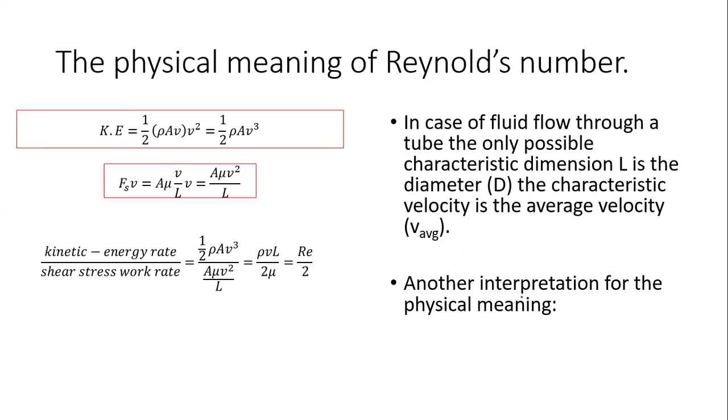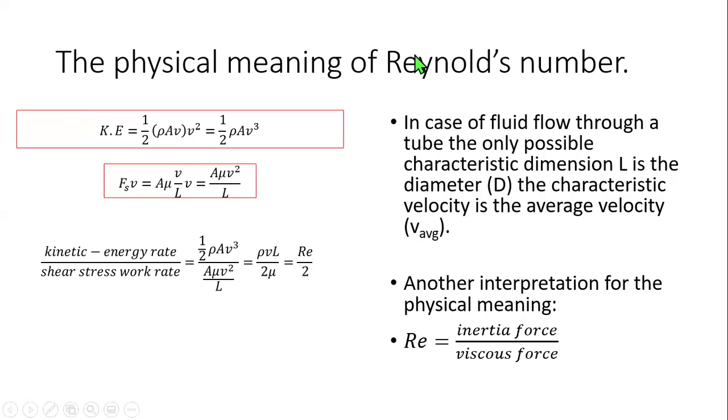So another interpretation of the physical meaning, we can also see that Reynolds number is our inertial force over our viscous force. Is that okay? So this is another way we can interpret Reynolds number, our inertial force over our viscous force. Is that okay? Okay. So that's it for chapter 2, the introduction to fluid flow and Reynolds number, right?